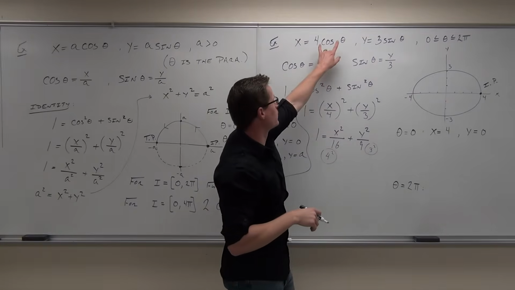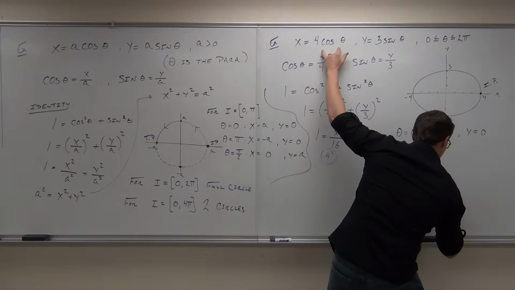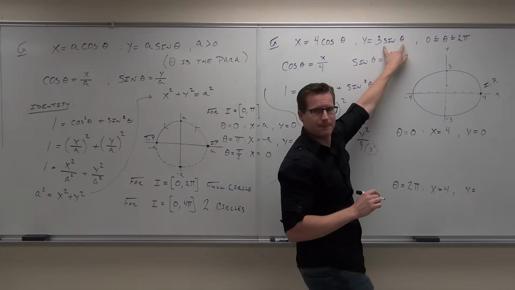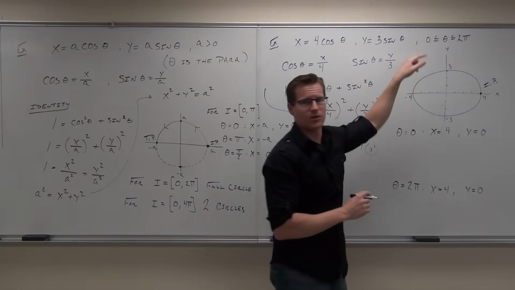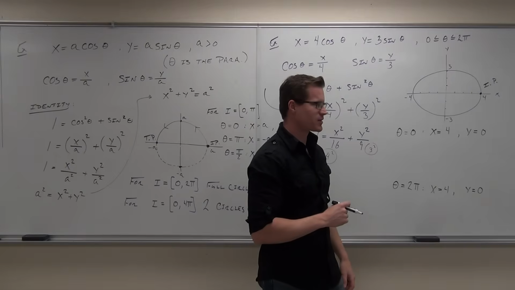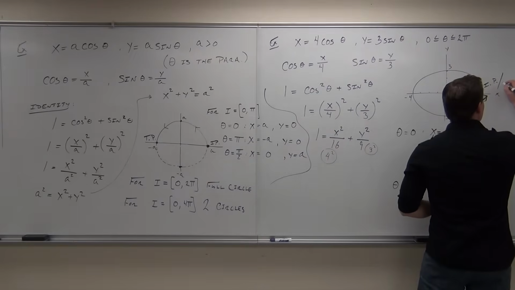Okay. Now, let's plug in the terminal. Plug in 2 pi. Everybody, what is cosine of 2 pi, please? 1. 4 times 1? What is sine of 2 pi? 0. 0 times 3? Sure. Hey, is 4, 0 on your graph? Wait a minute. We just plotted that. Is that possible? Yeah.